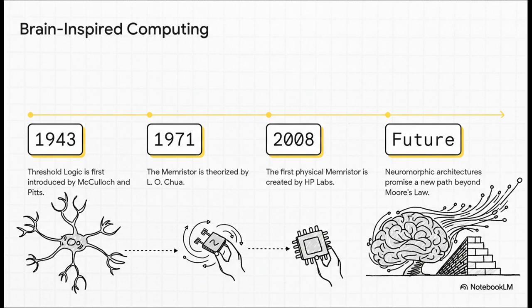A path that just might take us beyond the limits of Moore's law. You know, that rule that said computers get twice as powerful every 2 years? We're hitting a wall with that, and this could be what's next.